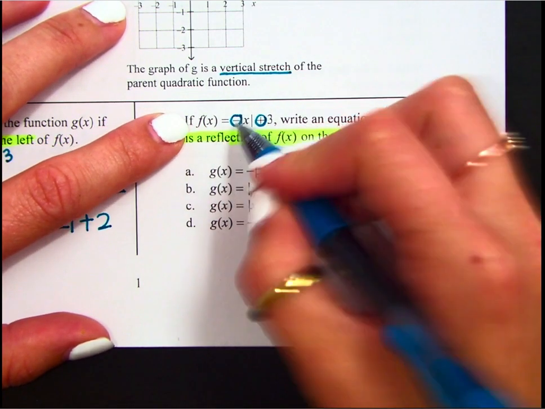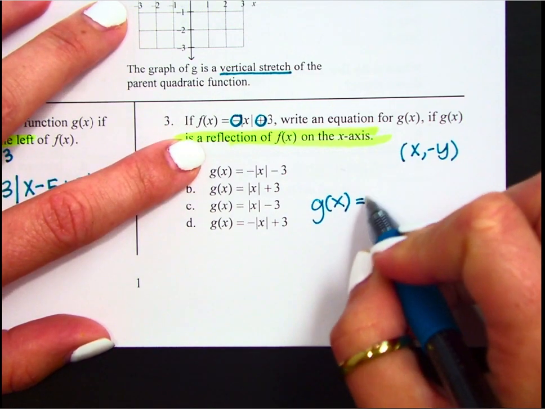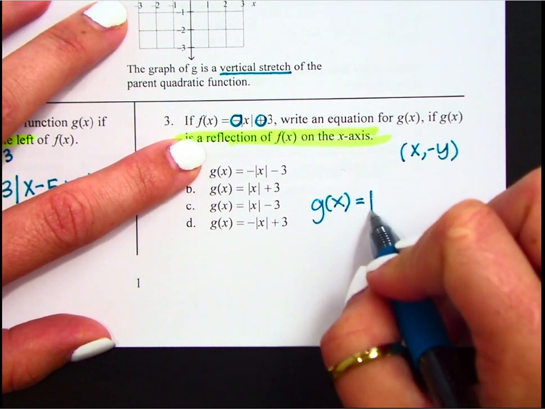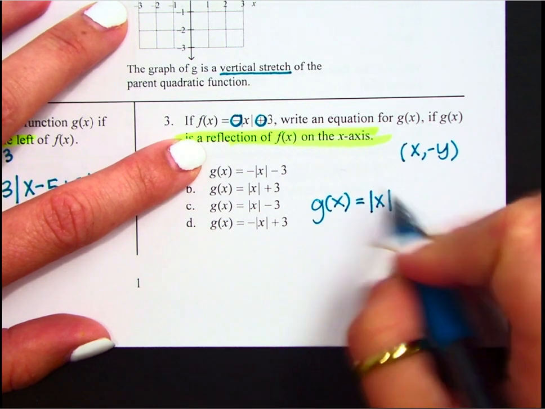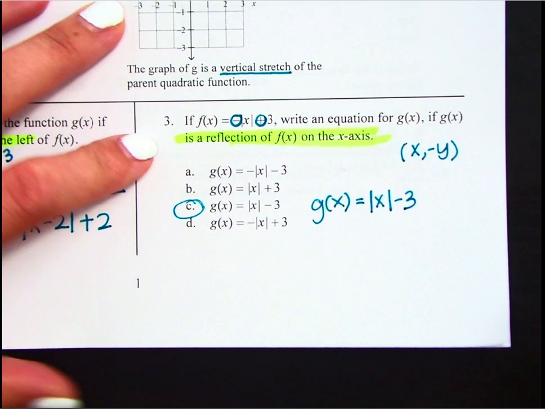So instead of being negative, it is now positive when we reflect, so positive on the outside, and then absolute value of x is going to be left alone, and then positive 3 is going to become minus 3, so my answer is C.